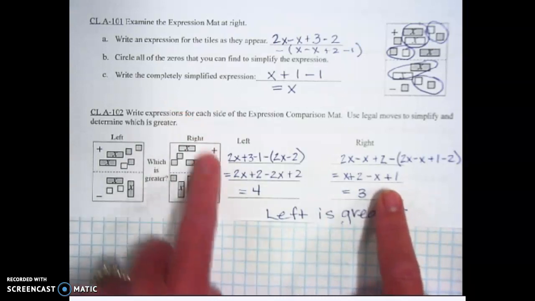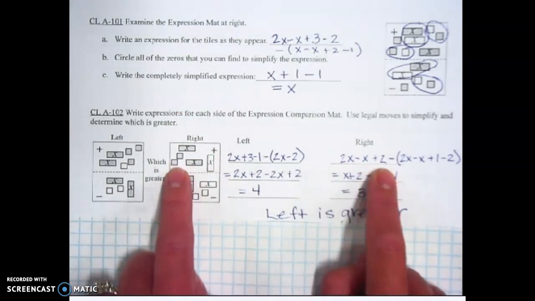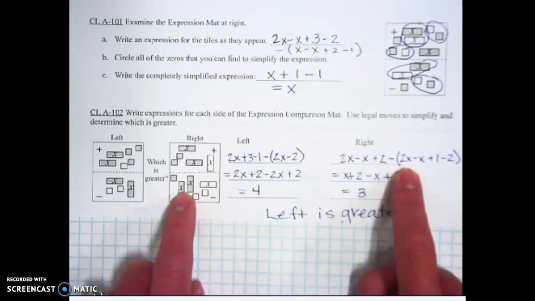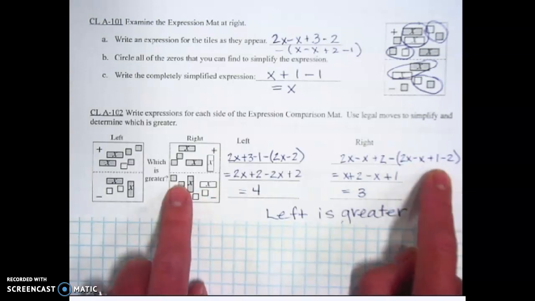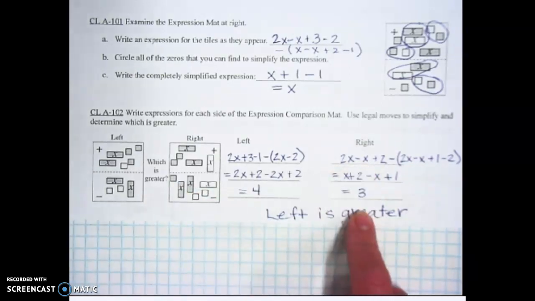And then on the right, there was a 2x, a negative x, positive 2 units. Down in the subtraction region, there's a 2x, a minus x, a plus 1, and a minus 2. So I simplified by combining these two.